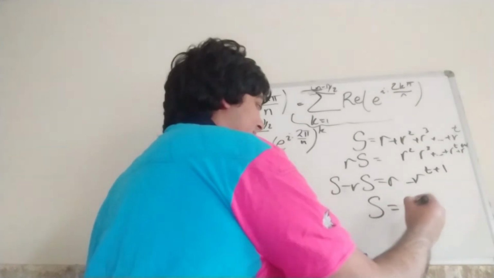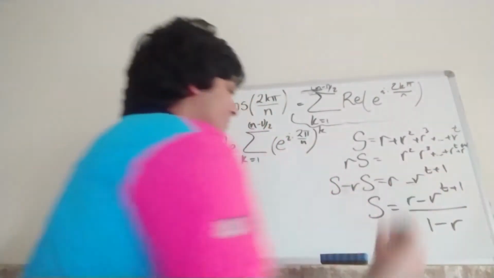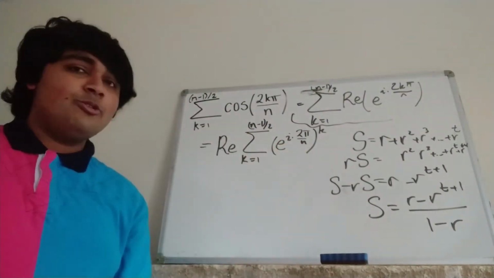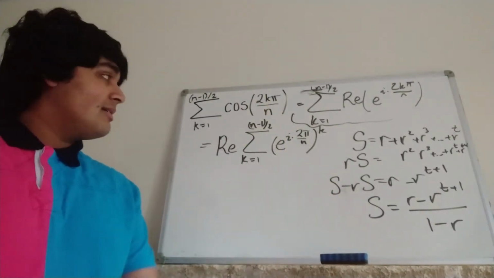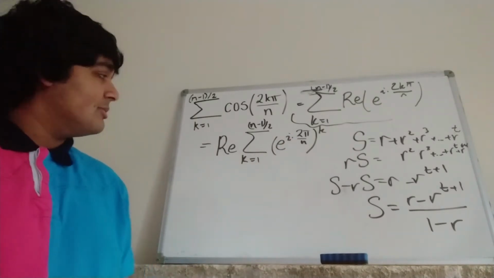We then get that s is equal to r minus r to the t plus 1 all over 1 minus r, like so. Now in this case we have that r is equal to e to the i 2 pi over n, and this does not equal 1 because n is not 1. We're assuming, remember, n is at least 3, so that means this is certainly not equal to 1.